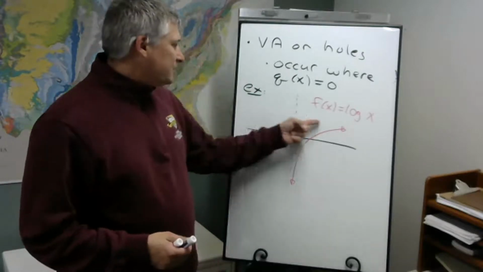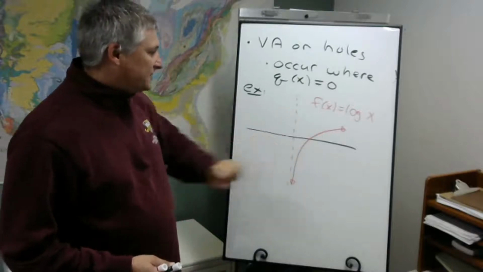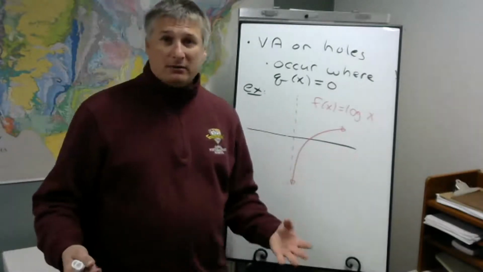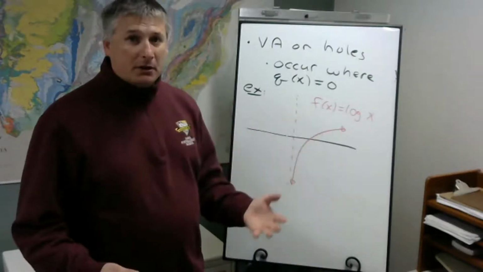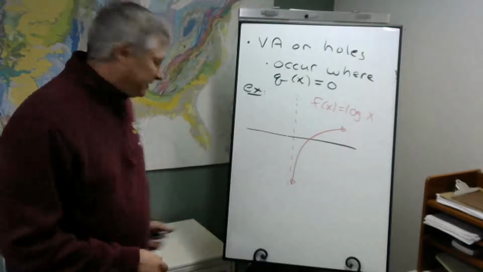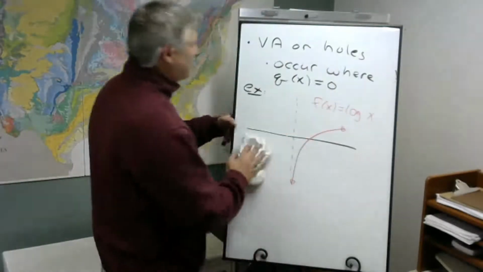And these are boundaries that the function cannot just pass over. It can maybe be on this side and then suddenly appear on this side like a quantum leap, but it can't actually drive over it, so to speak. All right. So that's the idea of a vertical asymptote.